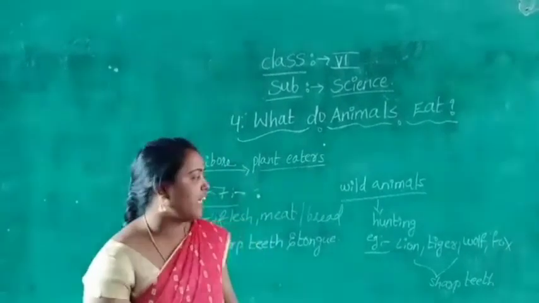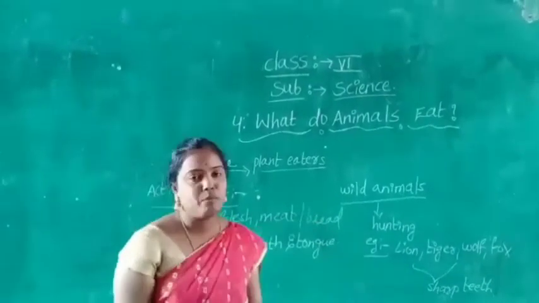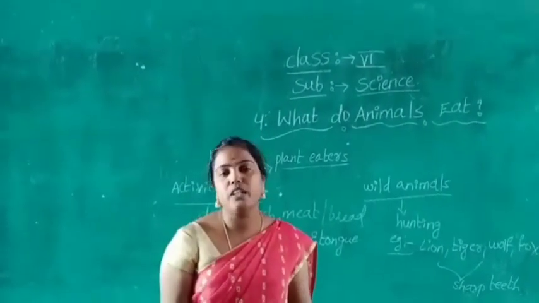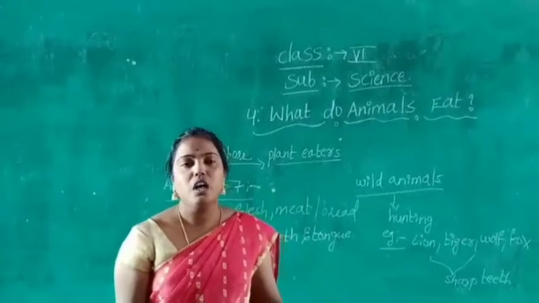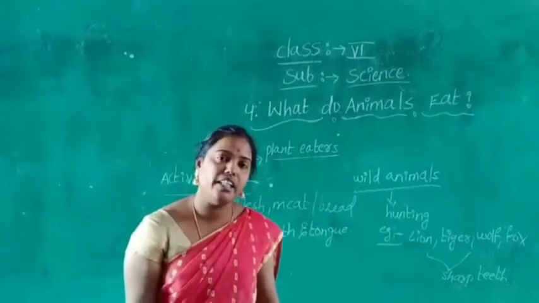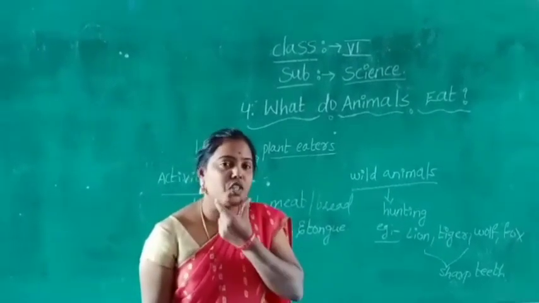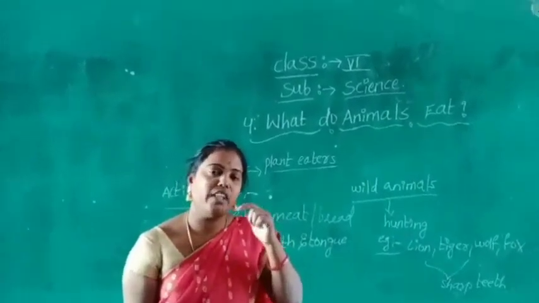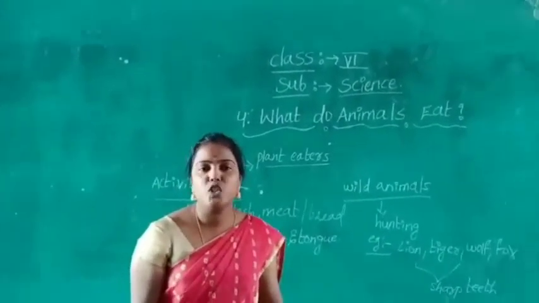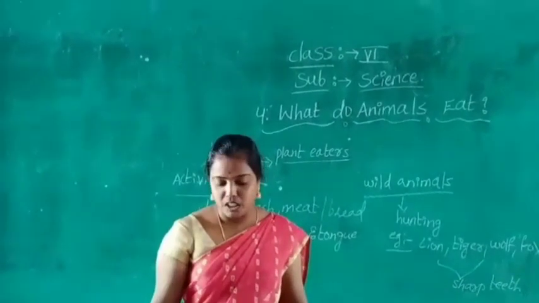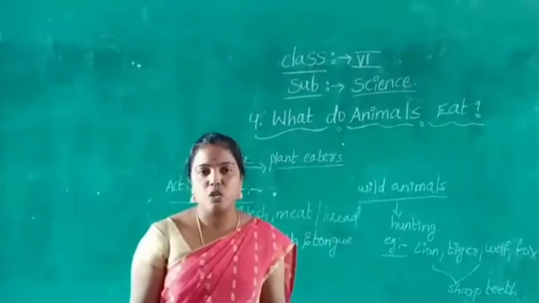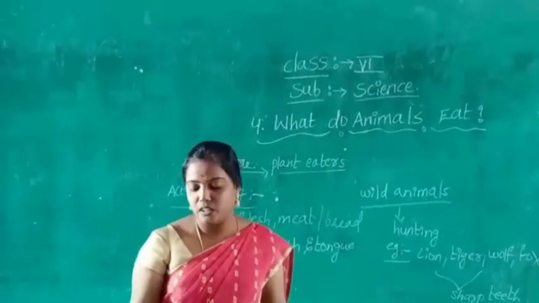Okay, what are the characteristics of wild animals? Wild animals have strong legs. The legs are very useful to run very fast in the hunting process. The jaws are very sharp to catch the animal and the teeth are very sharp to tear the flesh of other animals. So children, this is about what? Wild animals.